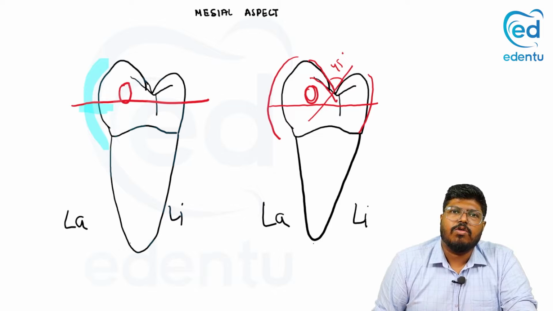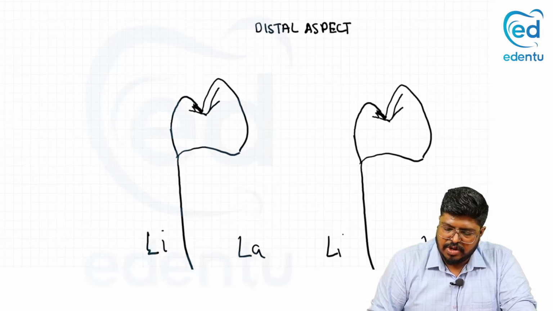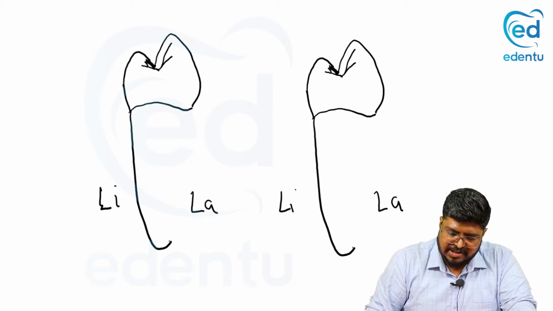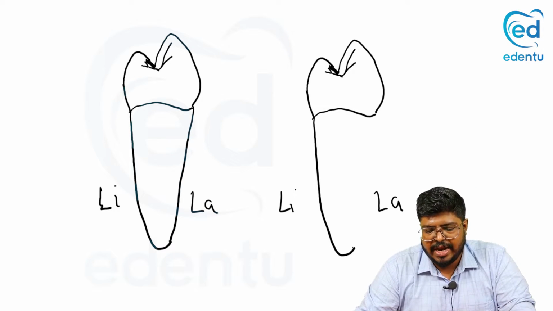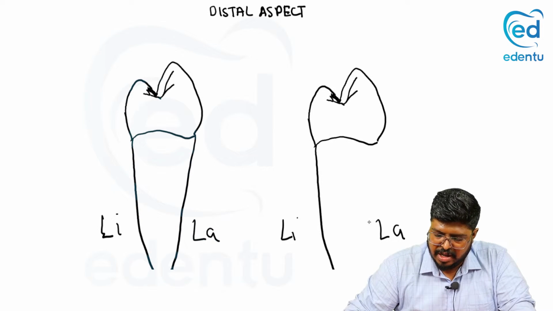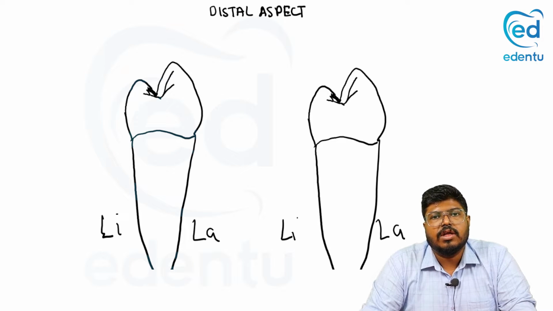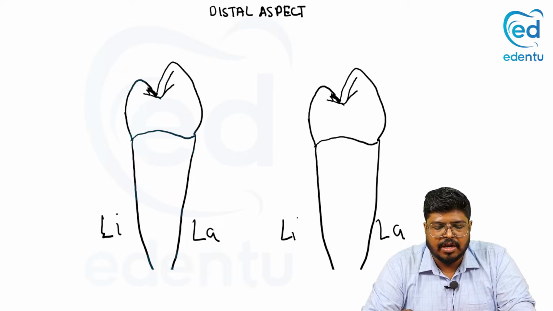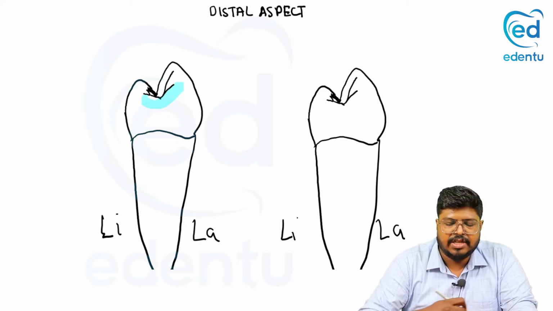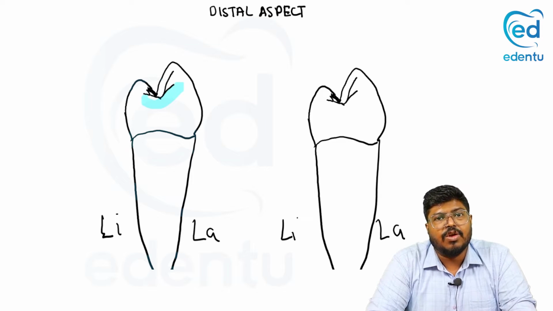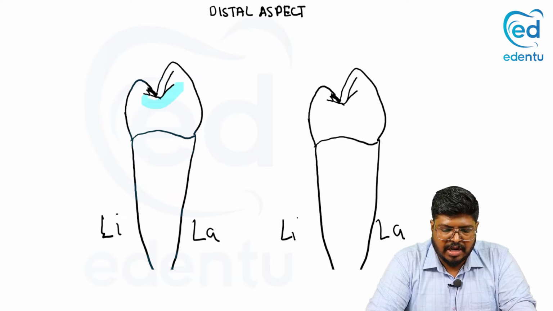Now that we have cleared out the mesial aspect, we are ready to get into the distal aspect of the tooth. The basic outline of the anatomy of the tooth is similar to that of your mesial surface. There is no distal developmental groove, but you will see a distal marginal groove.